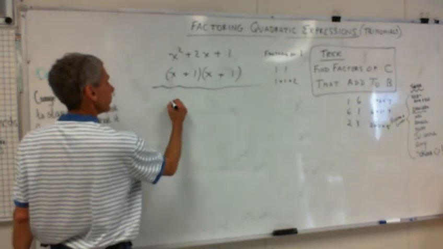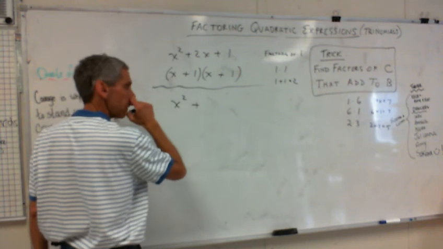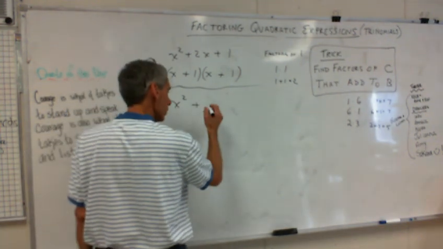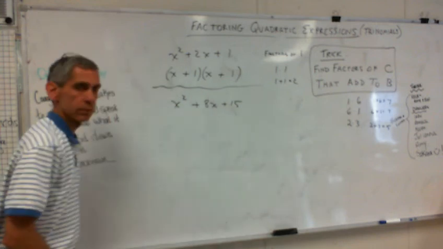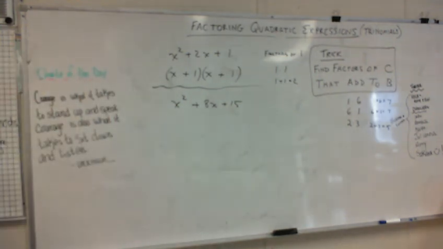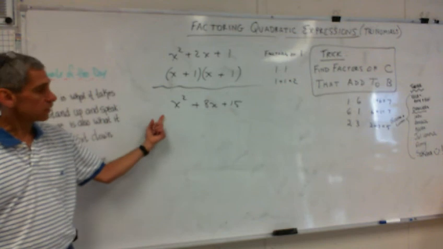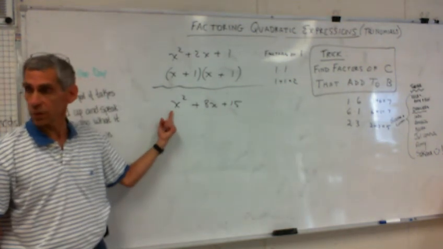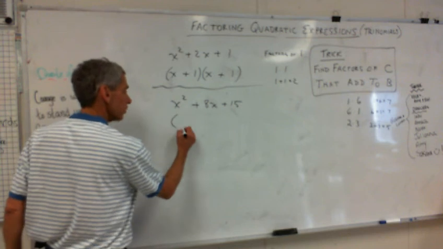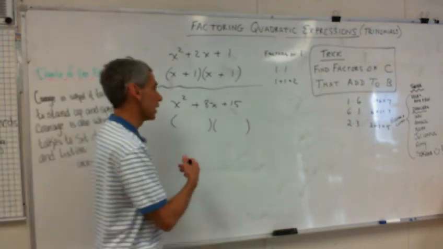All right, let's try another one. How about x squared plus 8x plus 15. Okay. We need to find factors of 15, right? Is it a trinomial we can try? Does it have a 1 in front of the x squared? Yes. So we can do it. So we'll quickly put our parentheses first.